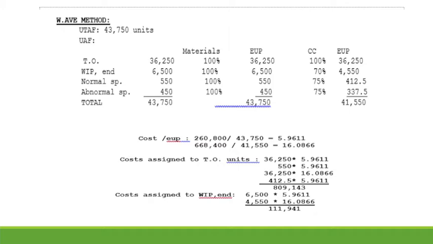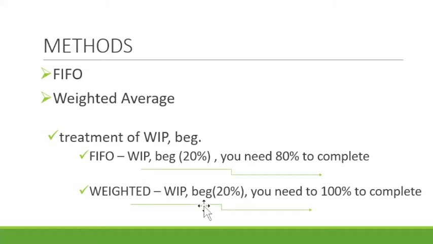The concept here under the weighted average method, kung babalikan natin, hindi ba? Ang sabi, kapag WIP beginning ay 20%, ibinabalik mo lang siya doon sa kanyang 0% percentage level at 100% pa rin ang kailangan mo. Kasi nga, average yung kinukuha natin. Hindi natin siya tinutuloy but ina-average natin.